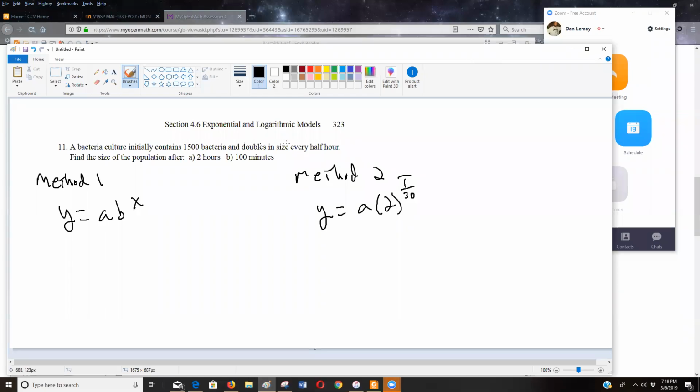So this is question 11 from page 323, which is very similar to that one in my open math. And there's two ways you can do these problems. You can do one here.